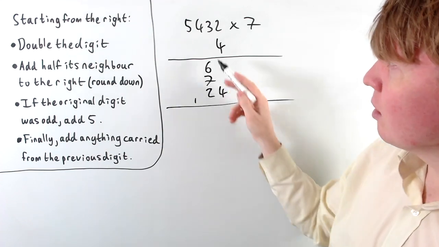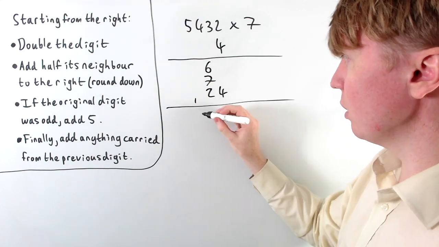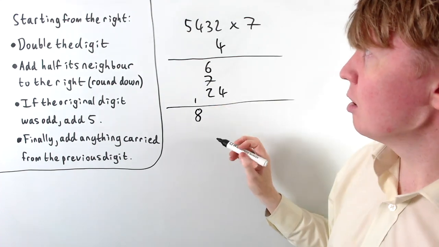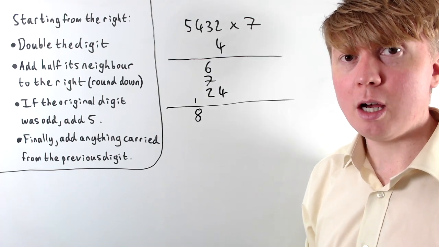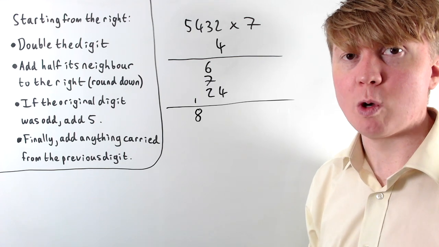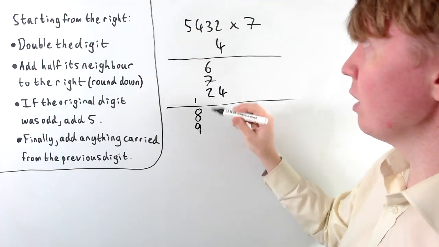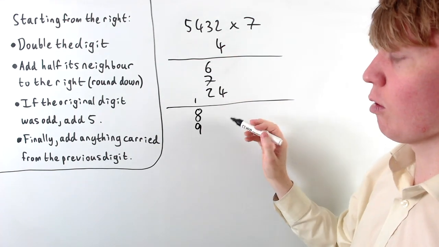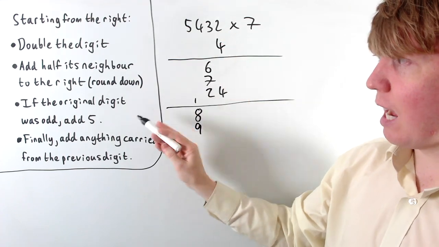So now let's have a look at this 4 in our hundreds column. We start by doubling this 4, which gives us 8. We add half its neighbour to the right, so half of 3 is 1.5. But here we actually round down to just add 1, so that we're working with integers. So we're only adding 1 here, so we've got 9 now, after doing half of 3 rounded down, adding 1 there. And then this 4 is even, so we don't need to add 5.